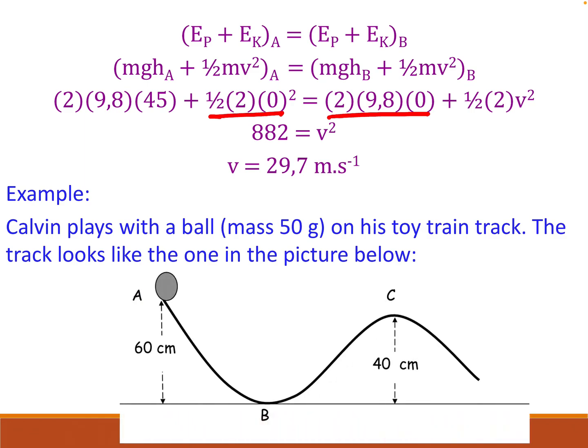Calvin plays with a ball of mass 50 grams on his toy train track. Remember, this has to be in kilograms, so I'm going to have to divide by 1,000. The track looks like the one in the picture, so it's like a roller coaster. It was 60 centimeters, then it goes to the ground, then it goes 40 centimeters above the ground.